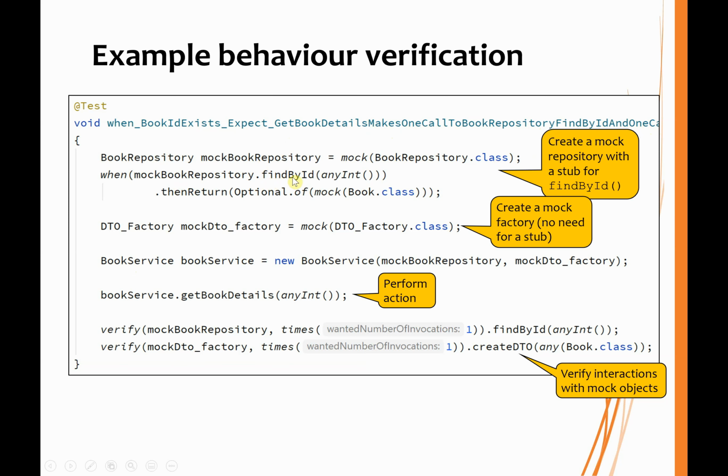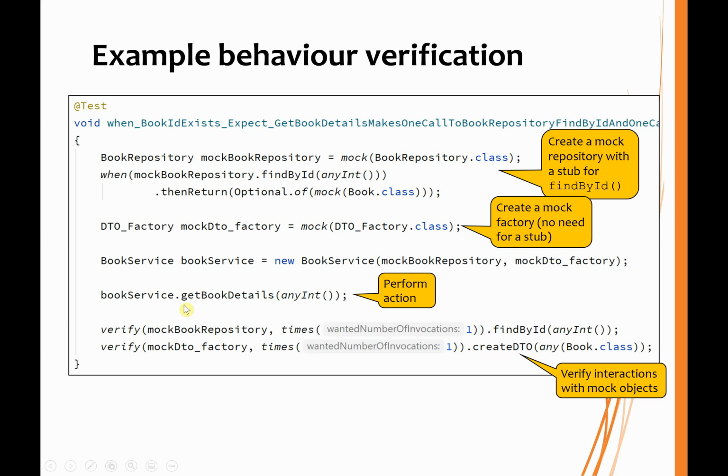We're setting up a stub for find by ID, which is what we did in the other example when we were verifying state. We're creating a mock DTO factory, but we're not really interested in setting up a stub for this particular test. So we're not going to create a stub, we just stay with the mock object. Create the real book service object, passing references to the two mock objects, and perform an action.